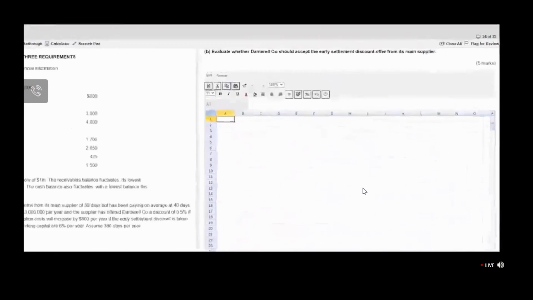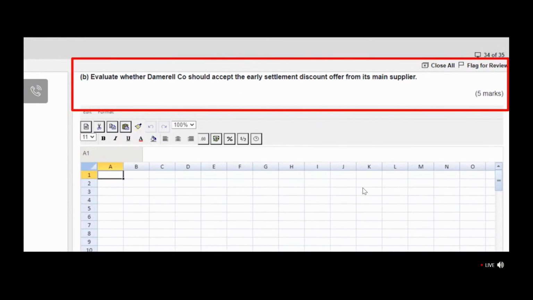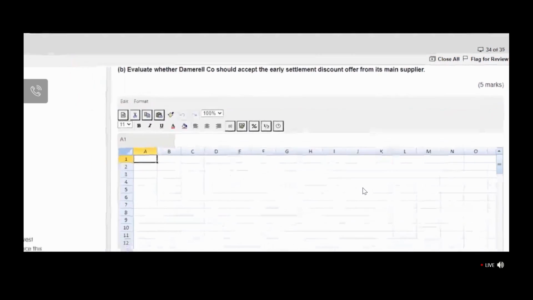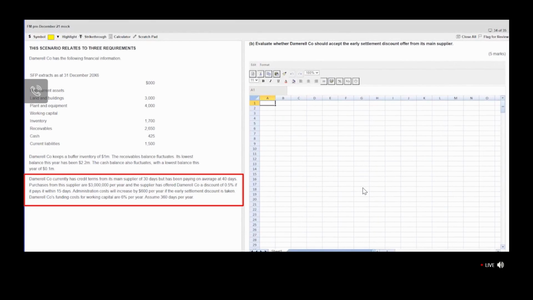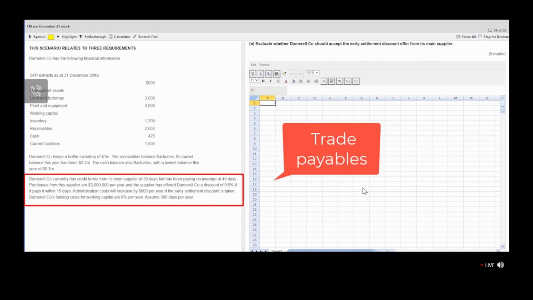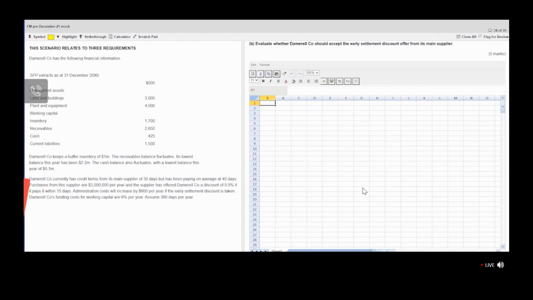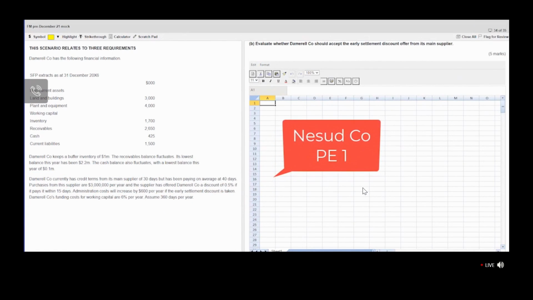The second requirement is to evaluate whether Damerel Company should accept the early settlement discount offer from its main supplier. All the information you need is in that second paragraph. Now, you're used to doing this from the receivables point of view, but this is from the trade payables point of view, and this will need practice. There is a past exam question called Nasud Company, which is in Practice Exam 1. So you should go and have a look at this after doing this mock.